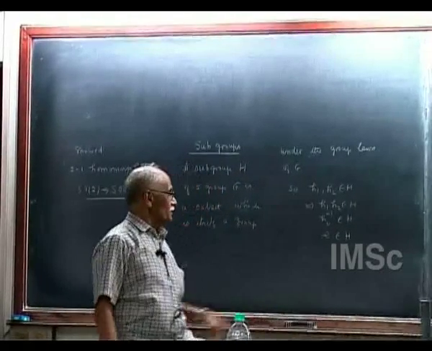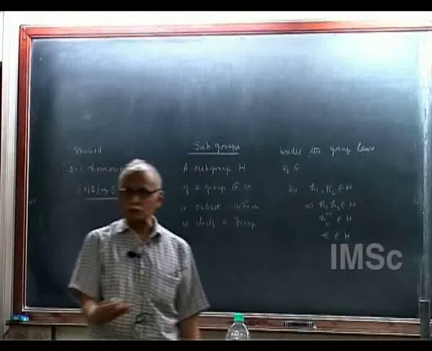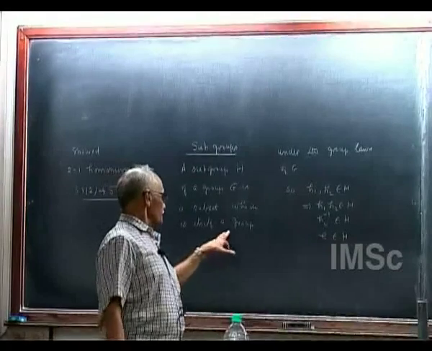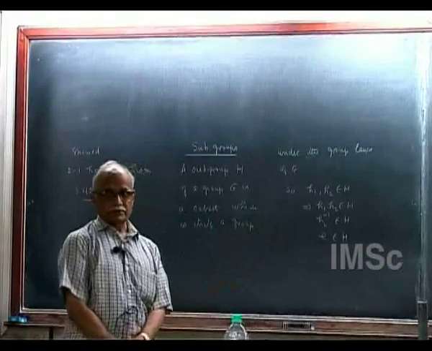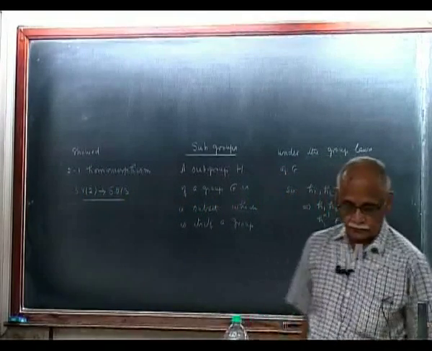You are not allowed to introduce new multiplication rules in H. You can sometimes do it, but that will not be called a subgroup. So under the same multiplication laws you are encountering in G, H is closed. H is a closed set. So let us look at the examples.